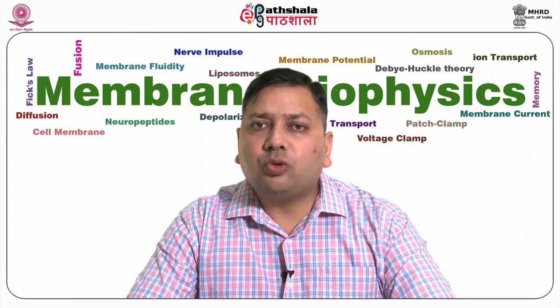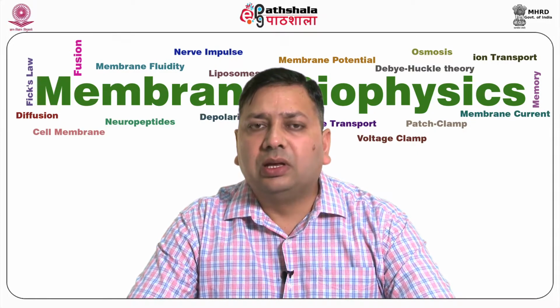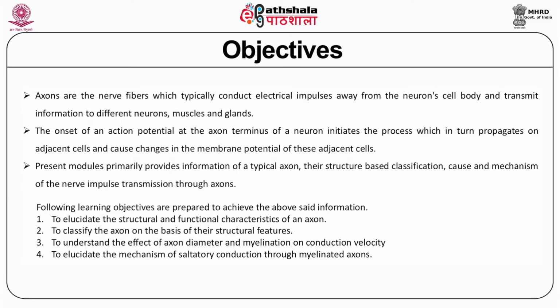Today I am going to talk about a module entitled the axon and the resistance, which are myelinated and unmyelinated axons. This module is placed in the paper Membrane Biophysics. Now coming to the axons, basically the axons are the nerve fibers which typically conduct electric impulses away from the neuron cell body and transmit information to different neurons, muscles and glands.